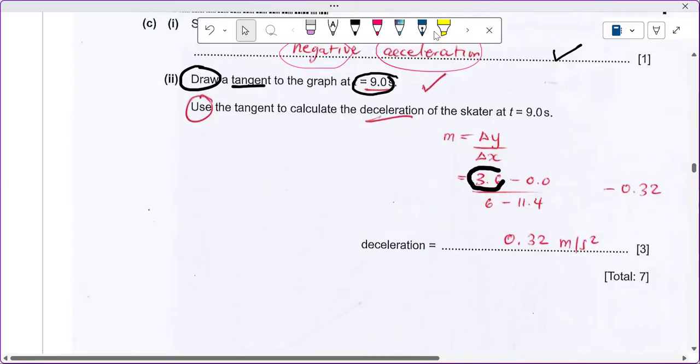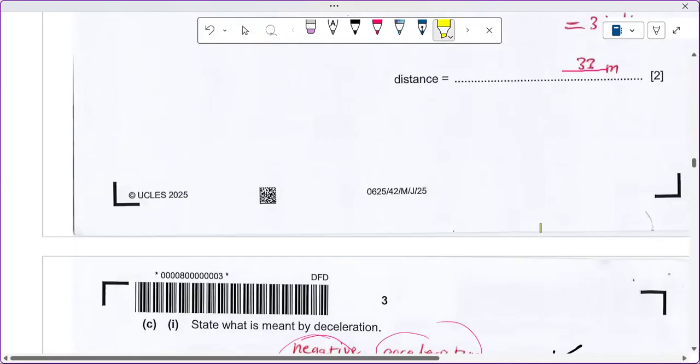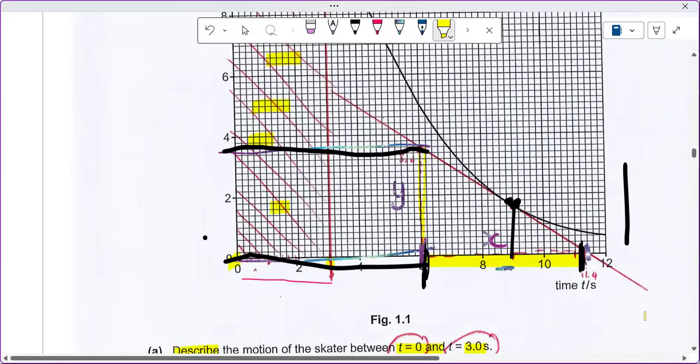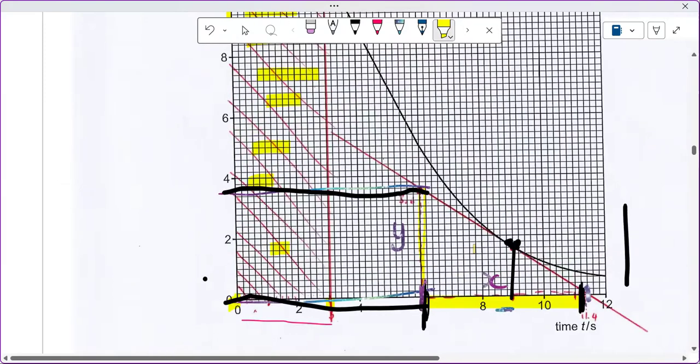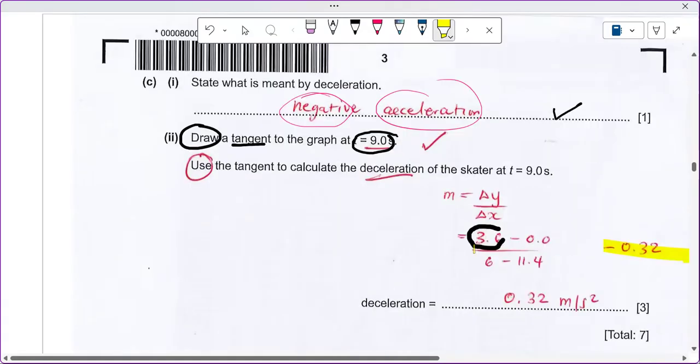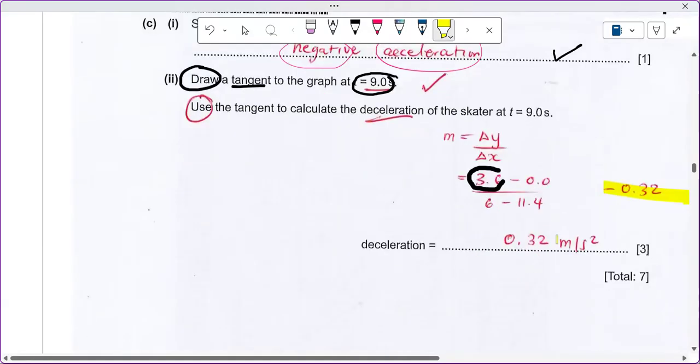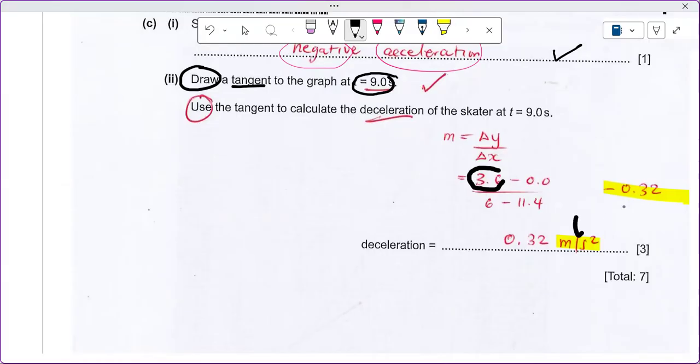Now, the gradient that we got there is negative, obviously, because it is decelerating, it's slowing down. And that's how we calculate some of those things. And obviously, it's deceleration, so your unit must be meters per second squared. So units, even a unit, guys, will give you marks. Don't leave the units out. You won't get a mark for the formula, but you will definitely get a mark for the unit if the unit is not given.